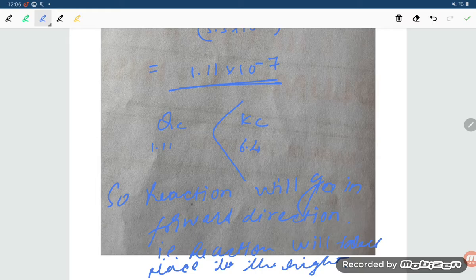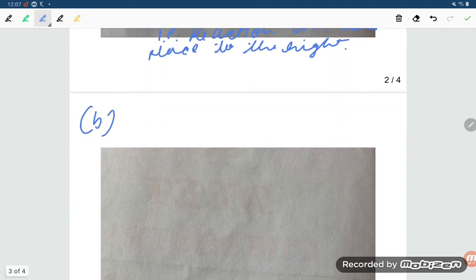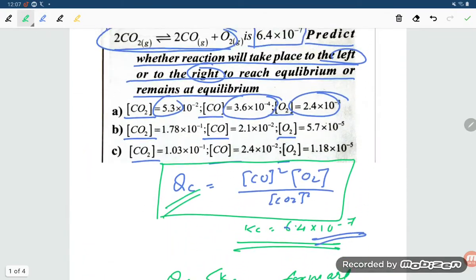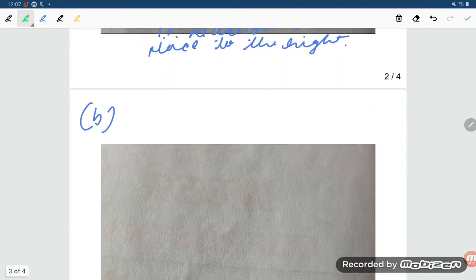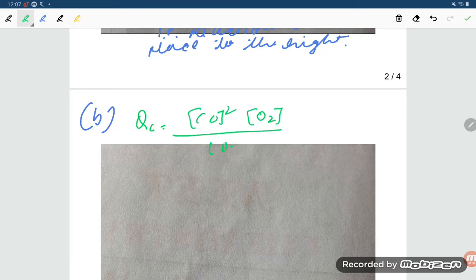So this is our answer. Now let us look at part B. For B, the concentrations are given differently: CO is 2.1 into 10 power minus 2, O2 is 5.7 into 10 power minus 5, and CO2 is 1.78 into 10 power minus 1, and the reaction is the same. So Qc is CO squared times O2, divided by CO2 squared. Put in the values, and solving, it comes to 7.93 multiplied by 10 power minus 7.